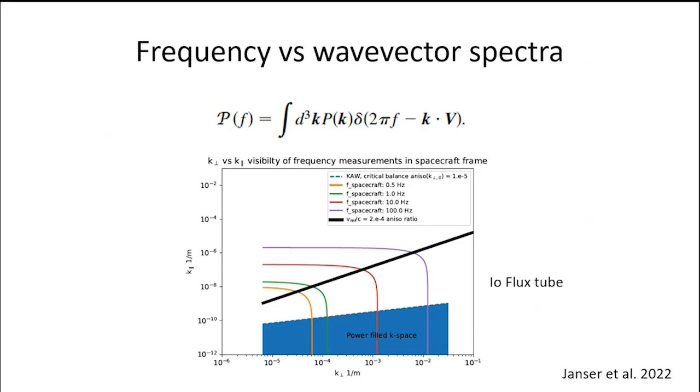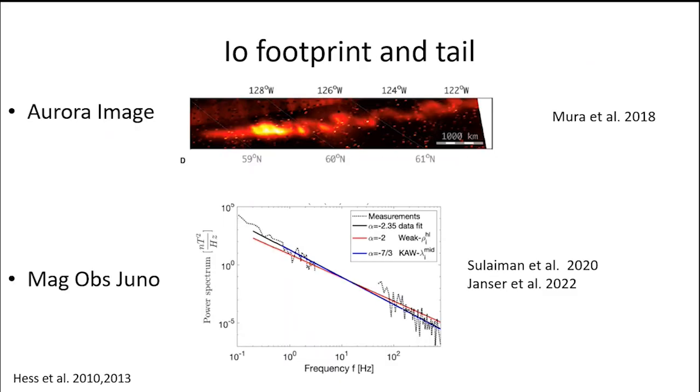And here that's calculated for the Io flux tube, our model. And this is the critical balance line, and the power is below the critical balance. And for this model of the Io flux tube, we see that frequency measurements, that's one frequency, that's another frequency. So this frequency scans the perpendicular wave vector space and not the parallel wave vector space. And this is very important for interpreting measurements.